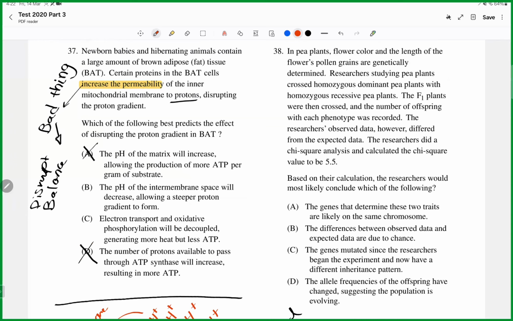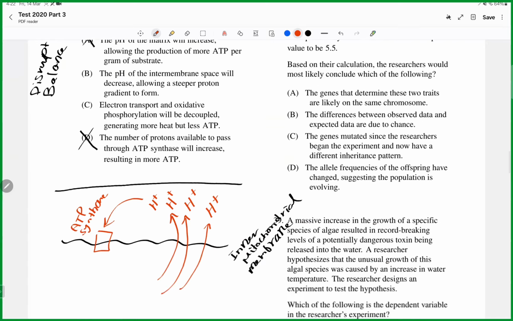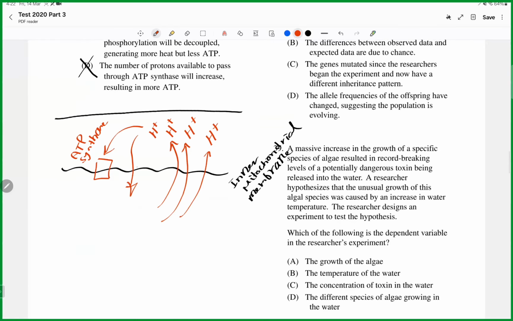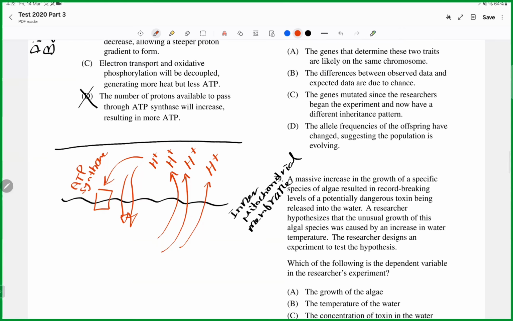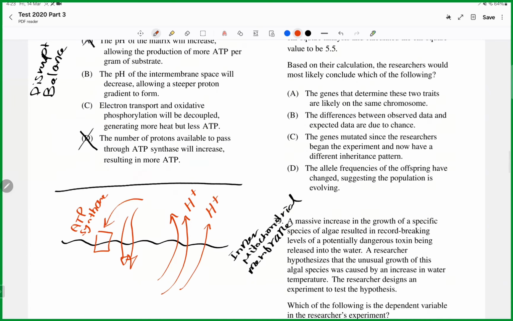But now, if we're going to increase the permeability of the inner mitochondrial membrane, what's going to happen is that they will simply flow back without the ATP synthase needed. That's not a good thing. If they flow back without it, they're not going to accumulate here as much as before. You're not going to get a steeper gradient. You will get a weaker gradient. So it's not B. And the answer is C.